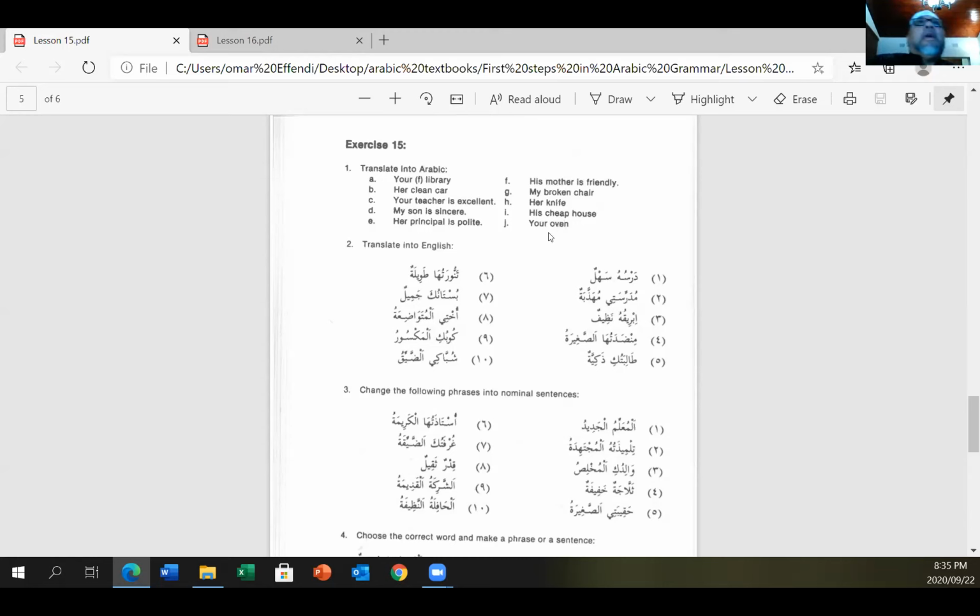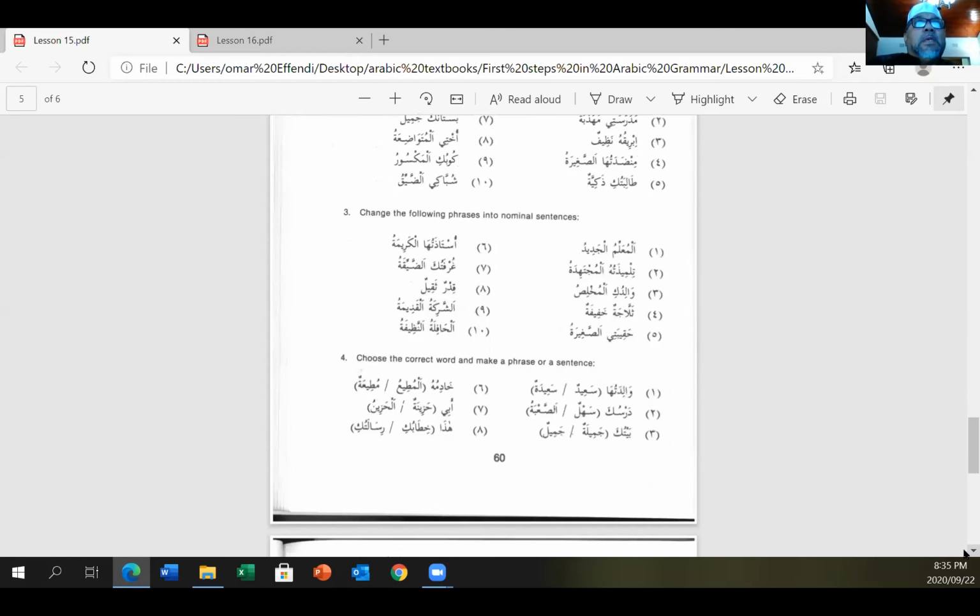Then your oven is Furnuka. Furnuka, all right. Translated to English, we're not going to go into that, as we can always look up in the book. The importance is here. Right, let us look at number 3. What does it say here? Choose the correct word to make a phrase or a sentence.